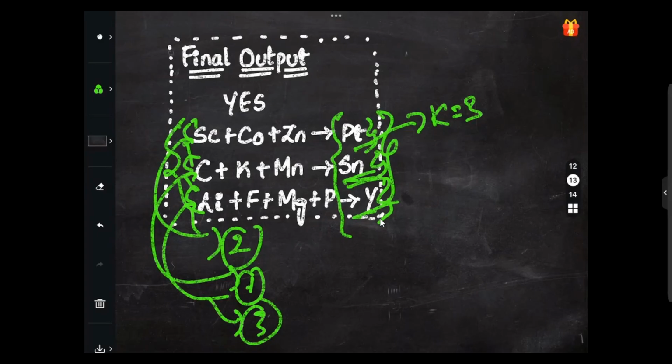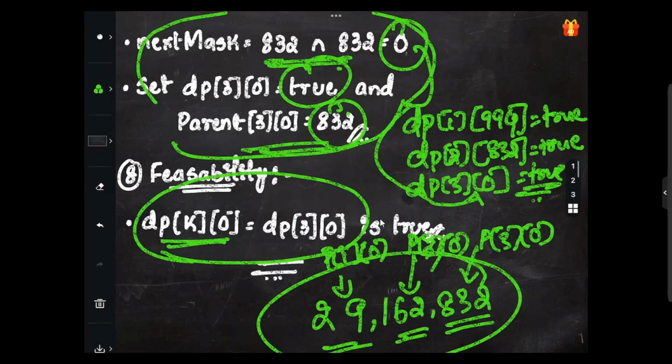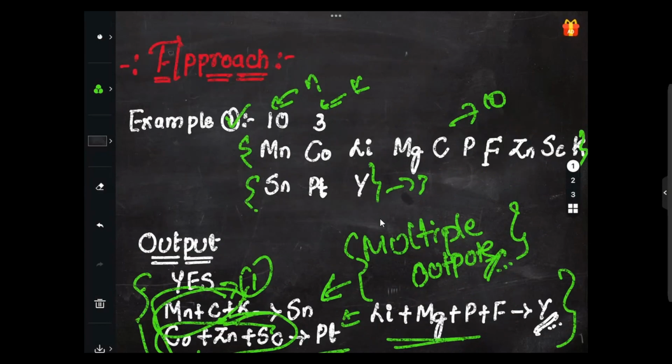So they have given something SC at the last, basically Zn plus CO plus SC they have given. So here ordering we have got the order SC plus CO plus Zn, right? So it is equivalent to the PT, SN and Y. So this has to be same, PT, SN and Y. Yeah, SN, PT and Y, this has to be same. Yep. Now we have got the correct output.